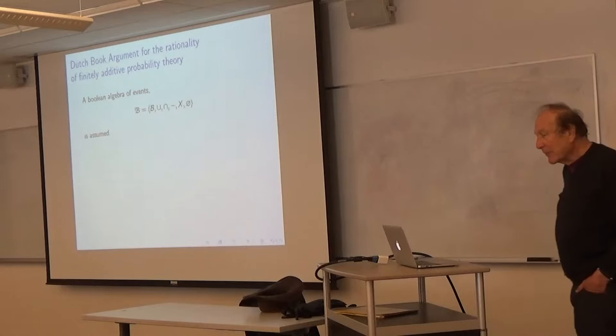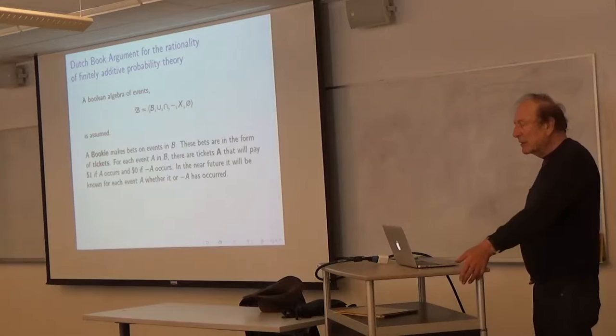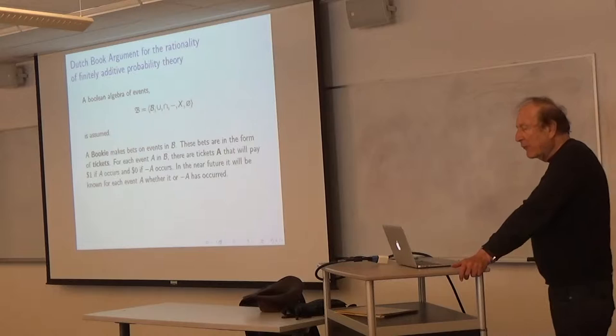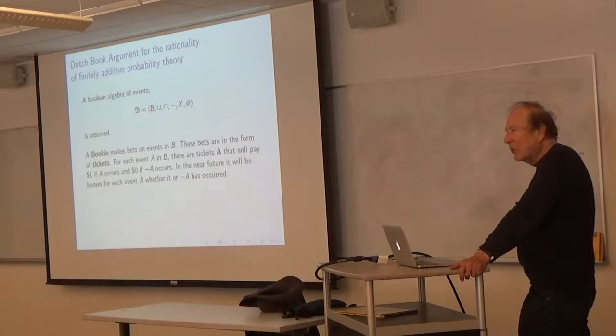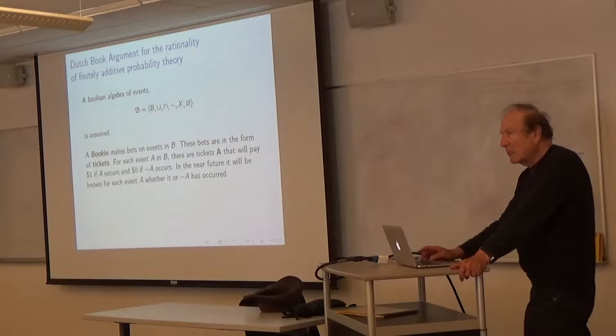But we start off with a Boolean algebra; it assumes an underlying Boolean algebra of events. And this is one formulation. A bookie makes bets on events in the Boolean algebra. These bets are in the form of tickets. For each event A in the algebra, there's a ticket, boldface A, that will pay $1 if A occurs and $0 if A does not occur, or if the complement of A occurs. In the near future, it will be known for each event A whether A or its complement occurs.